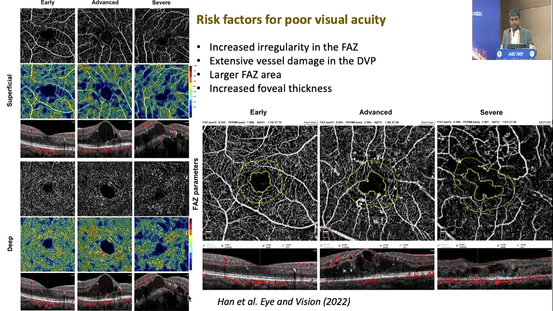So many studies again showed what really happens, what are the risk factors for poor visual acuity in a case of diabetic macular edema and OCTA. They found that increased irregularity in FAZ, extensive damage in the DCP, larger FAZ area, and when there's initial high foveal thickness, these are the risk factors for poor visual acuity.